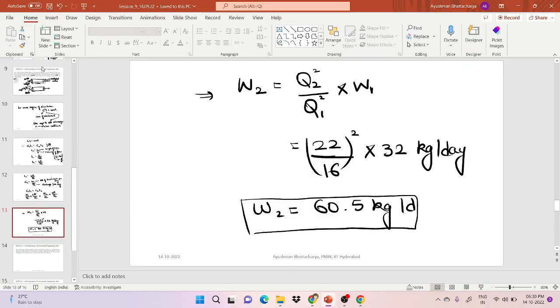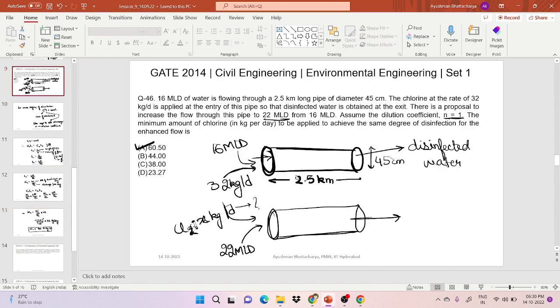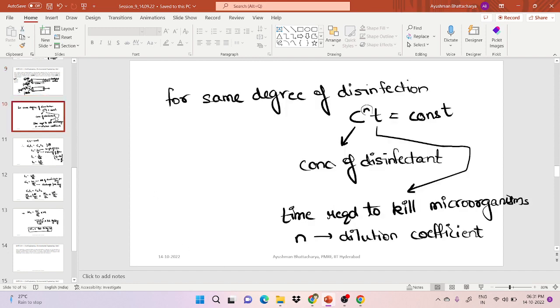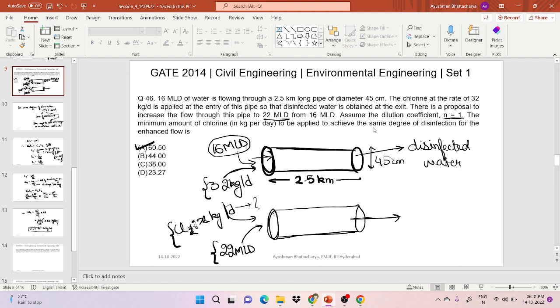So once again, I will explain this. Basically, in this question, they have some pipe. They have mentioned the diameter and the length. They are telling that this is the initial amount of water which is flowing, and this is the rate of chlorine which is applied. What is the amount of chlorine that they need to apply if the flow rate is increased to 22 MLD? So for the same degree of disinfection.